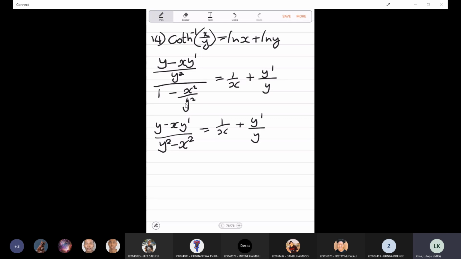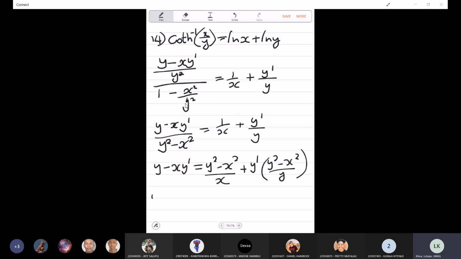Then you want to make y prime the subject of the formula. So you collect all the terms with y prime on one side. So you can start by multiplying the denominator out. So you have y minus x y prime equals y squared minus x squared over x plus y prime times y squared minus x squared over y.